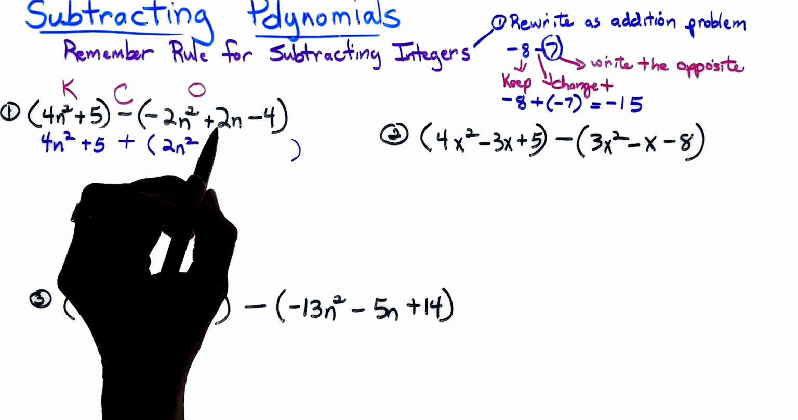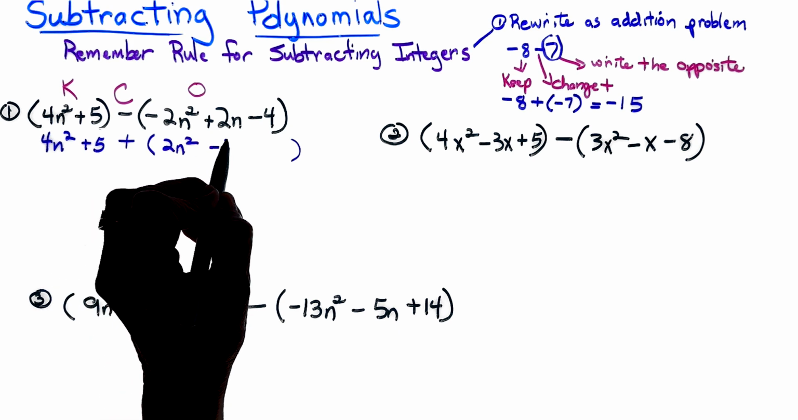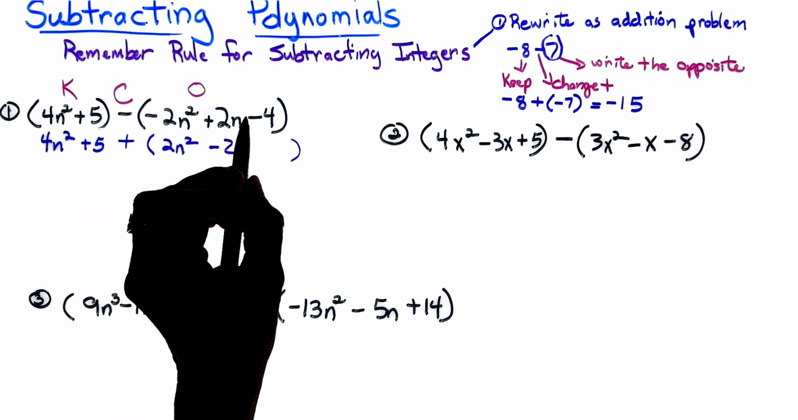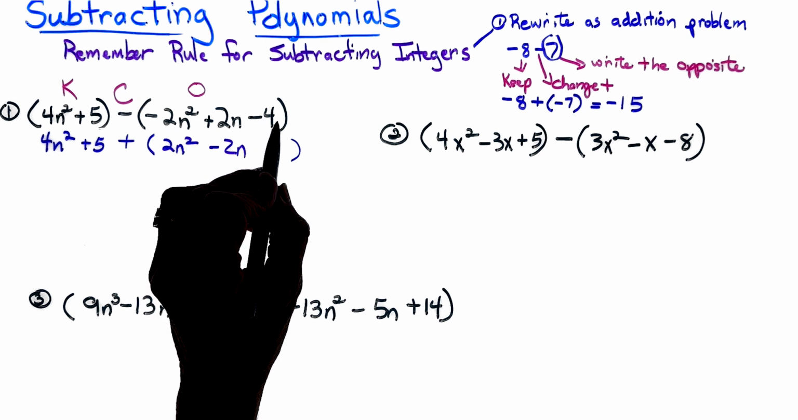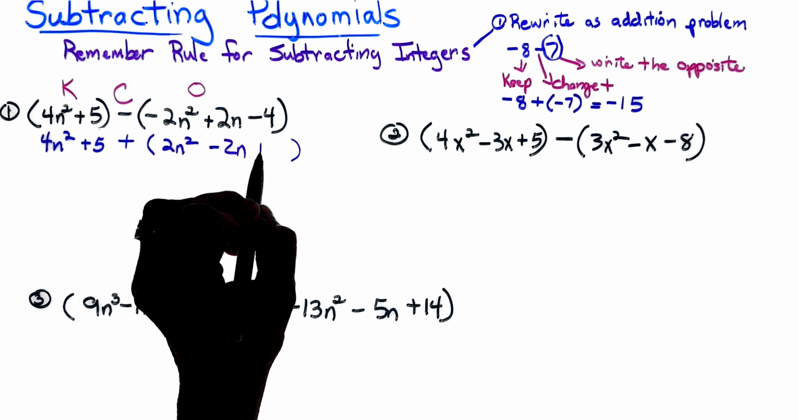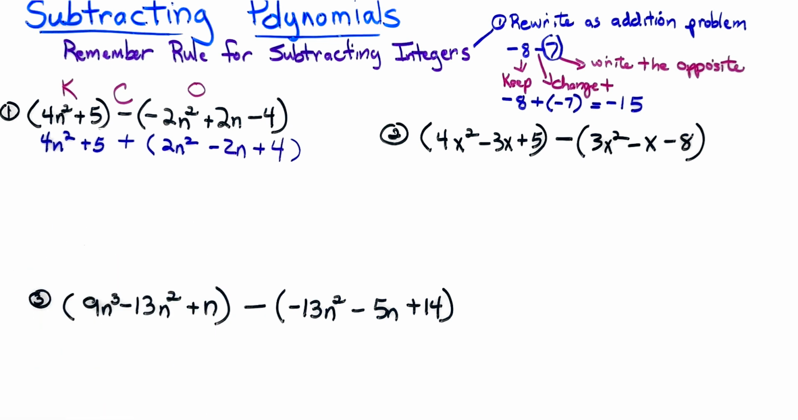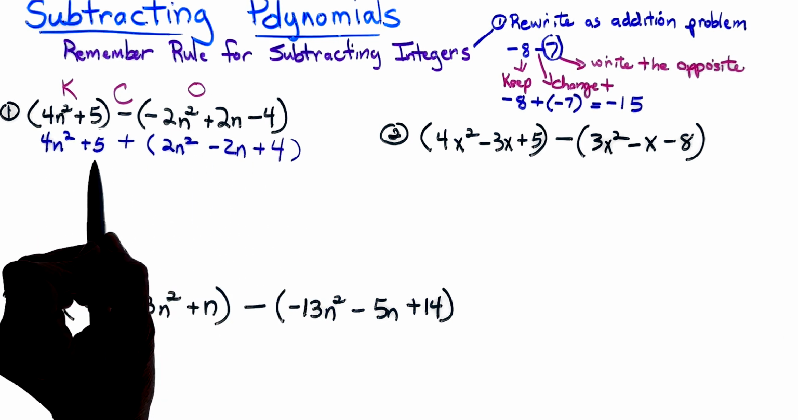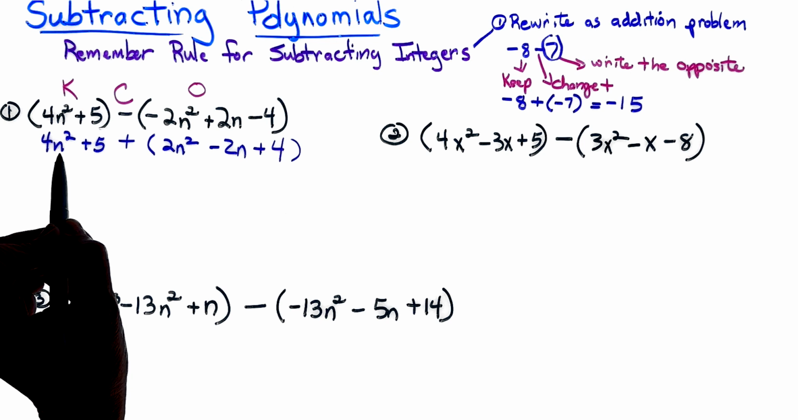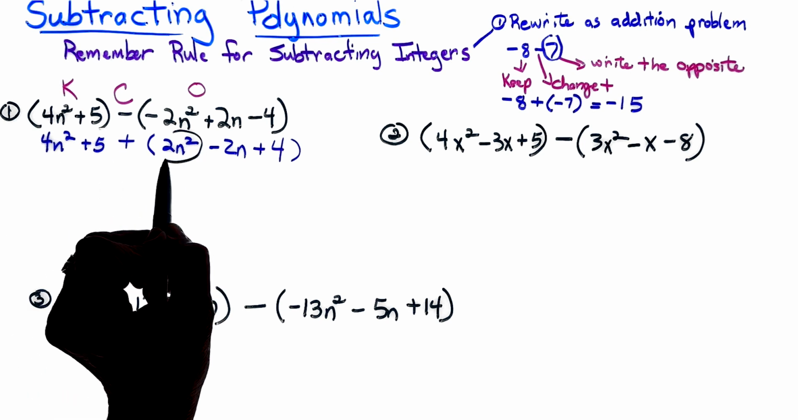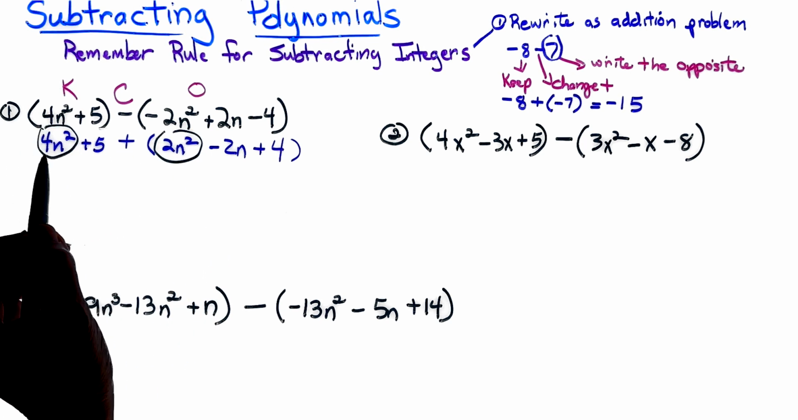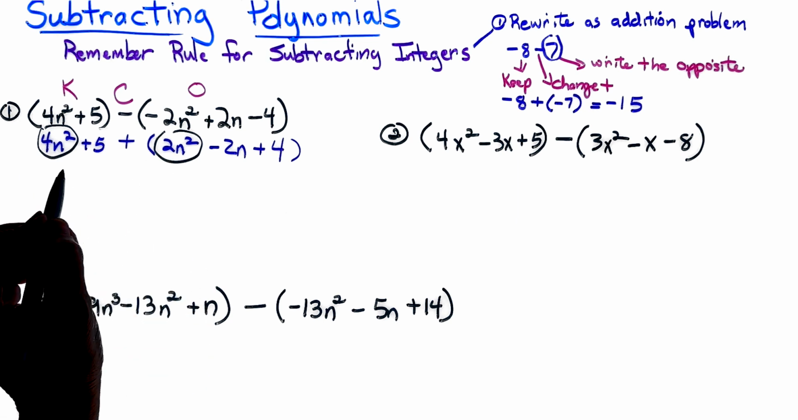The opposite of positive 2 is minus 2n. The opposite of a minus 4, so the negative 4, is a plus 4. So now we're going to go ahead and just add our polynomials. I'm looking for my highest exponent, and I see that I have 4n squared and 2n squared. So 4n squared plus 2n squared is 6n squared.